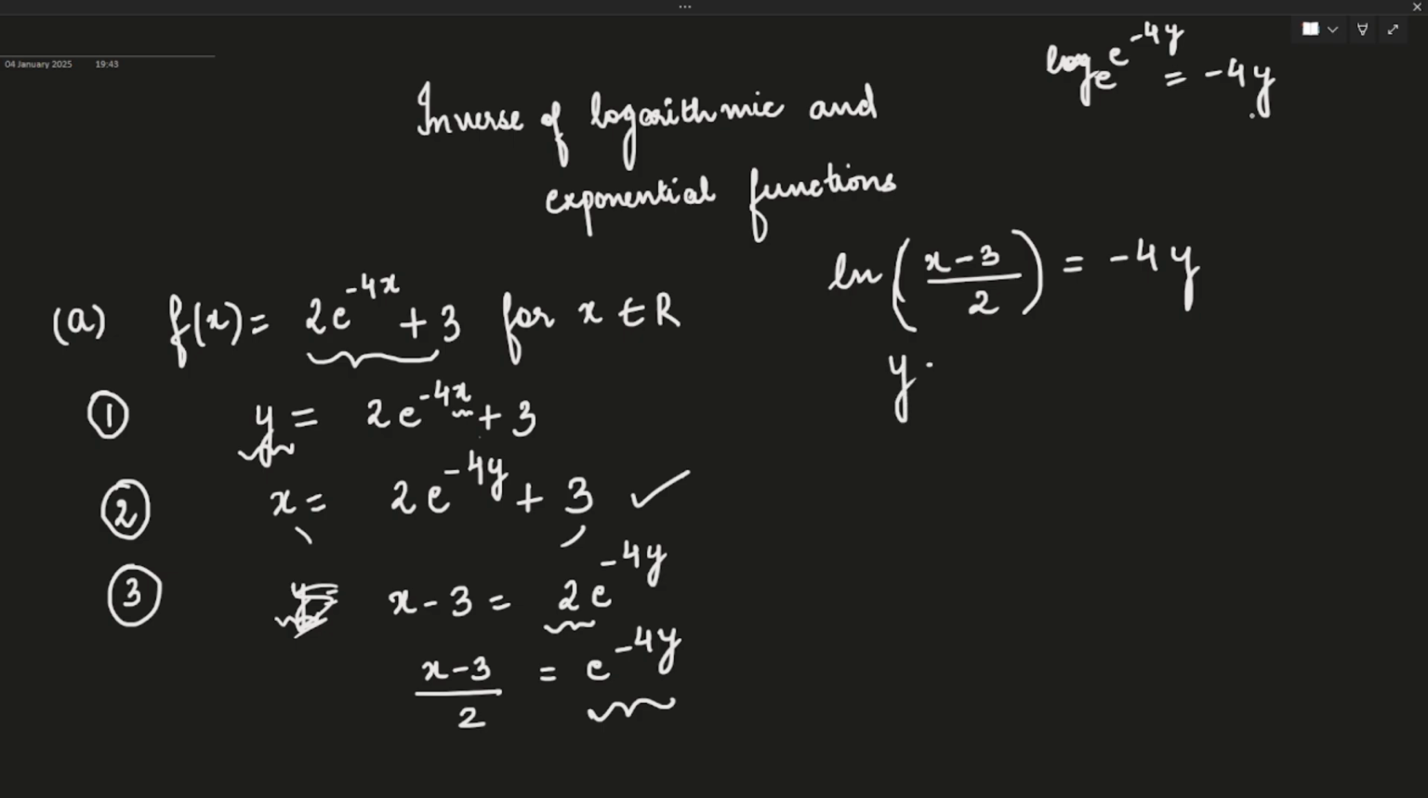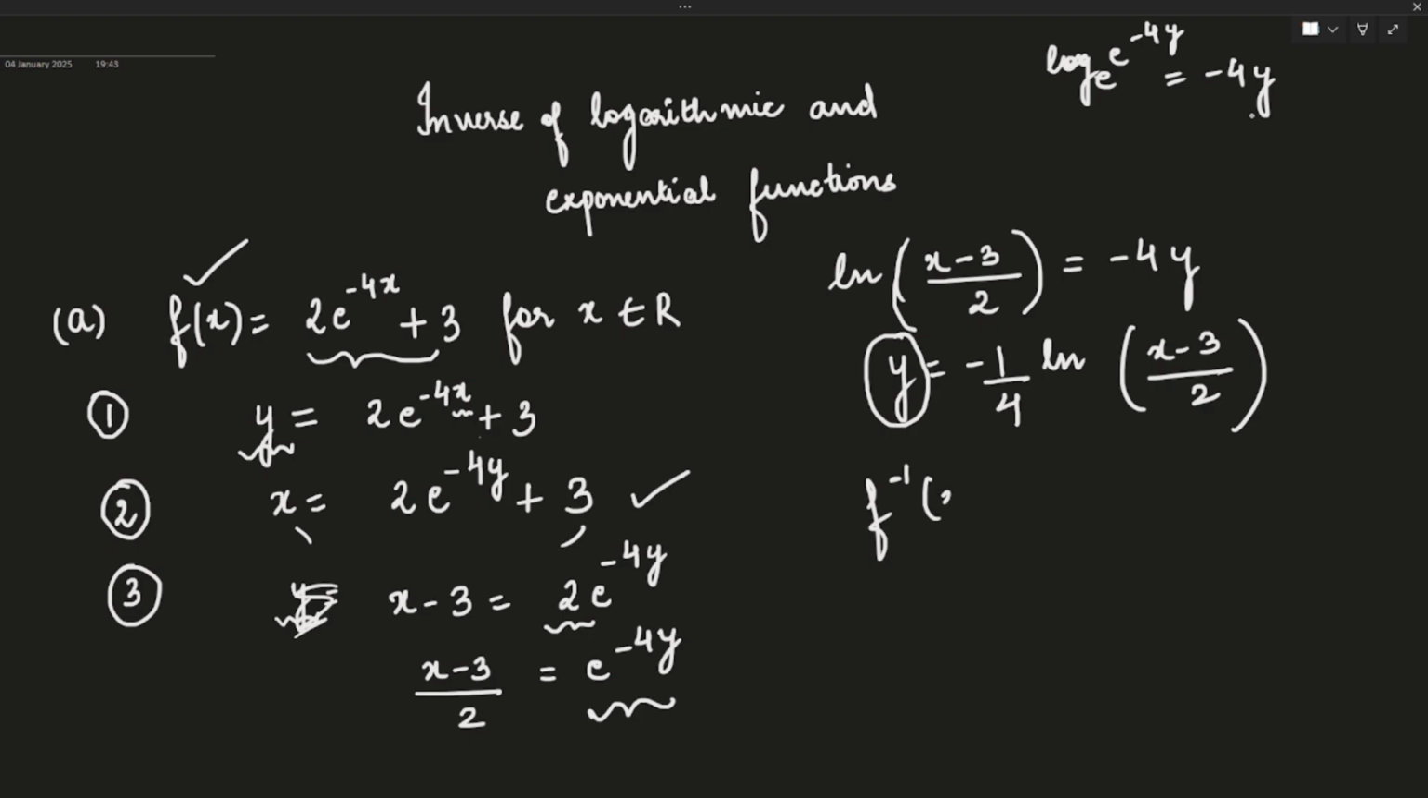What will y be? y is equal to minus 1 upon 4 ln of x minus 3 upon 2. Okay, this is our y. So whatever the value of y is, that will become our inverse. So this will be f inverse x. Now this is the symbol of inverse.